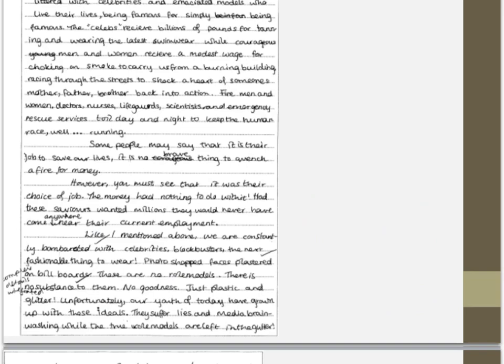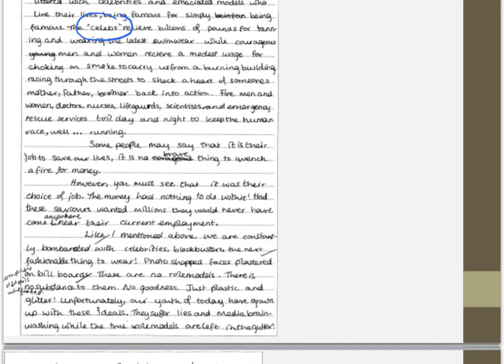Our own, which is littered with celebrities and emaciated models who live their lives being famous for simply being famous. The celebs, and this is when we talk about successful use of punctuation. The use of those quotation marks creates this tone, doesn't it, of sarcasm. The student doesn't really feel that they are celebrities, and it's quite scathing and scornful.